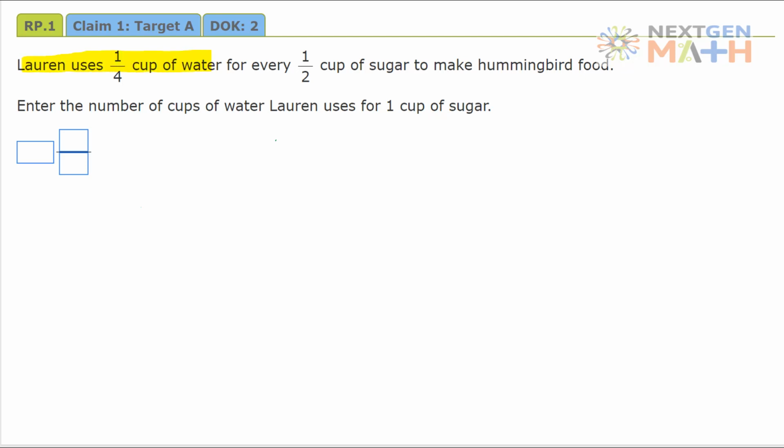Lauren uses 1/4 cup of water for every half cup of sugar to make hummingbird food. Enter the number of cups of water Lauren uses for 1 cup of sugar.